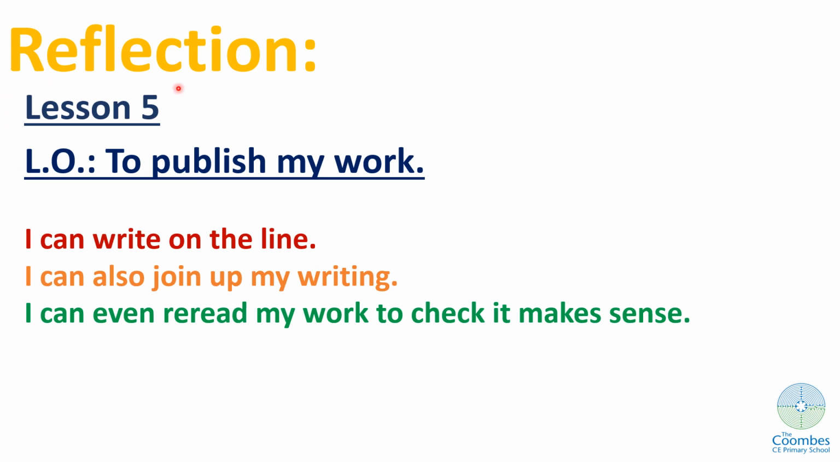Finally, we're just going to reflect on today's lesson. So looking at our learning objective to publish my work. Let's look at our success criteria. So first we have I can write on the line. So have a look at your poem, your published poem. If you've managed to write on the line, well done, you have achieved that today.